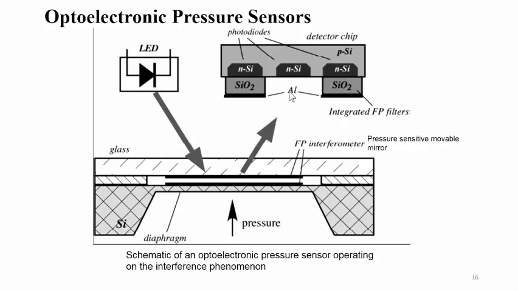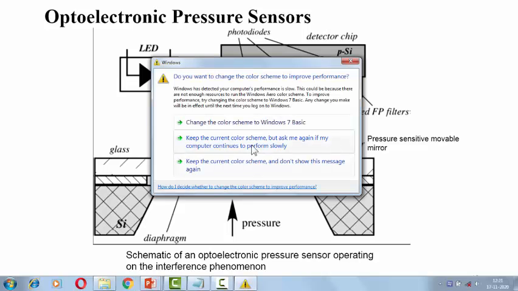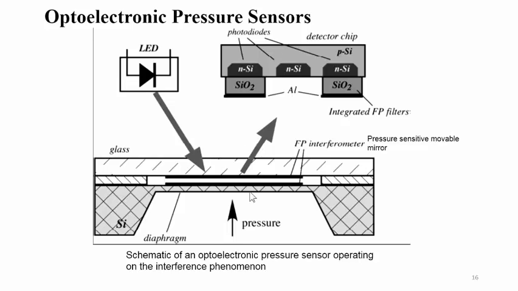This diaphragm will move upward and downward, and the pressure sensitive movable mirror also moves, or the Fabry-Perot interferometer moves upward and downward, and with respect to that the photodiode will receive minimum to maximum light energy, and depending on this the photodiode will generate the output voltage. So depending on the light intensity, the photodiode will give you the change in the output voltage.